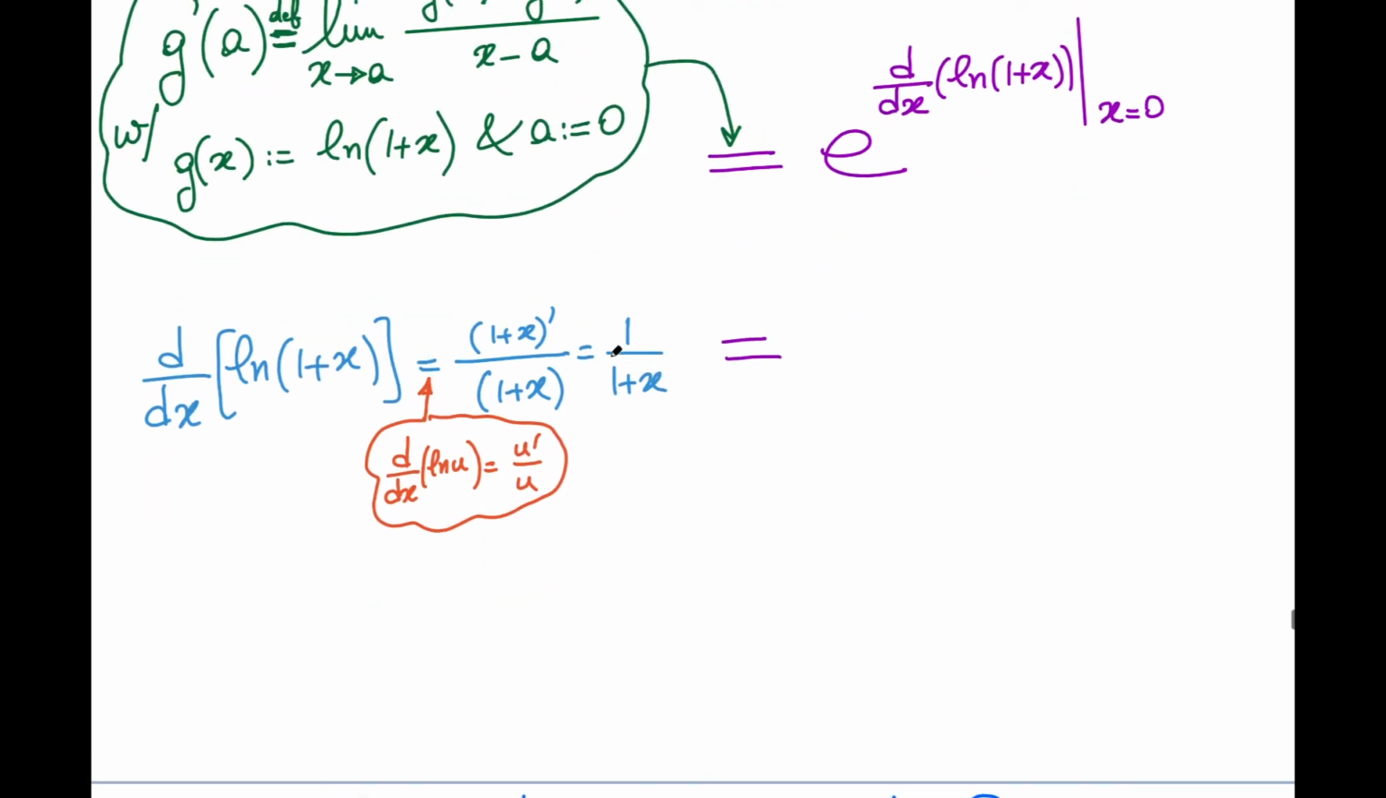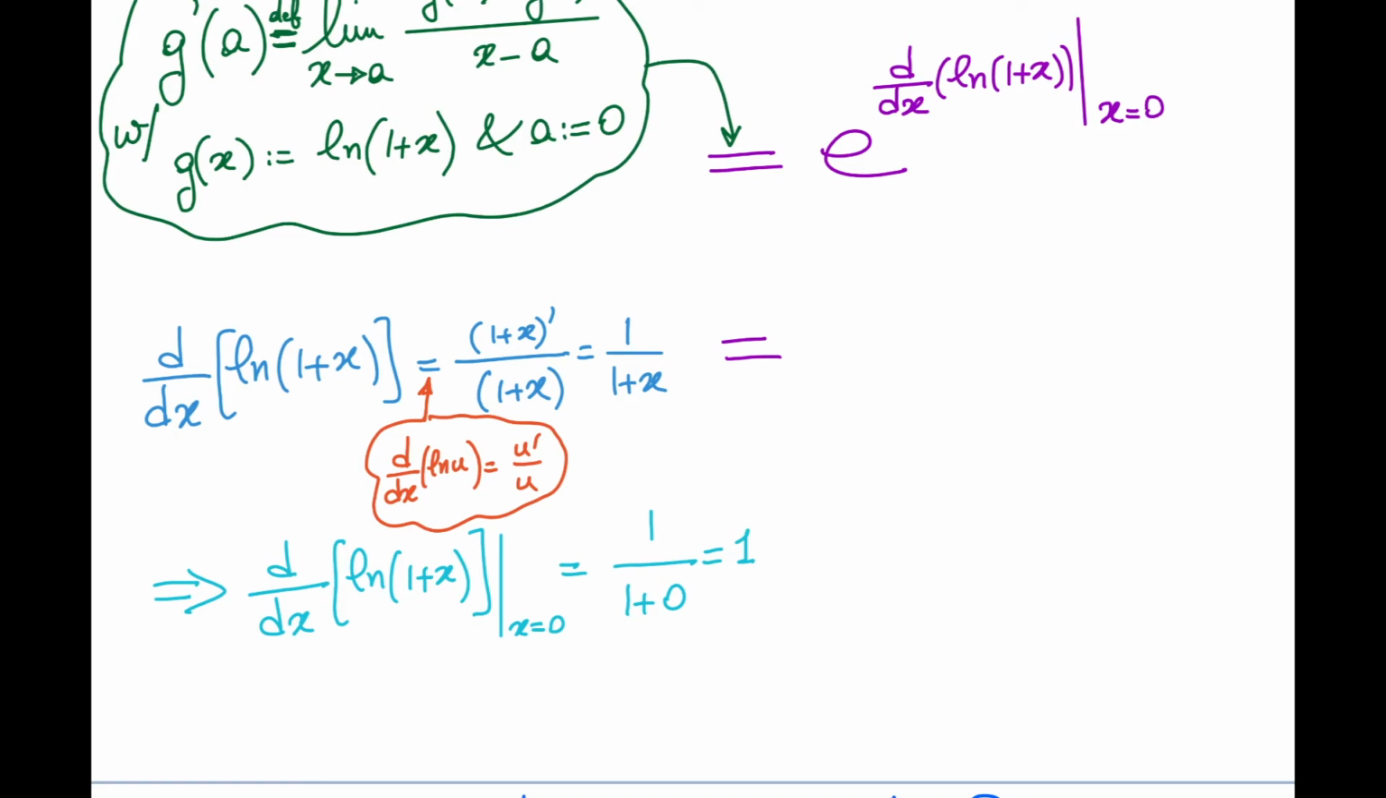So now I want to evaluate this at 0. If you evaluate this at 0, when x is 0, what do we get? 1 over 1 plus 0, right? I'm evaluating at 0, so we get 1 over 1 plus 0. And how much is this? That's 1. Okay.